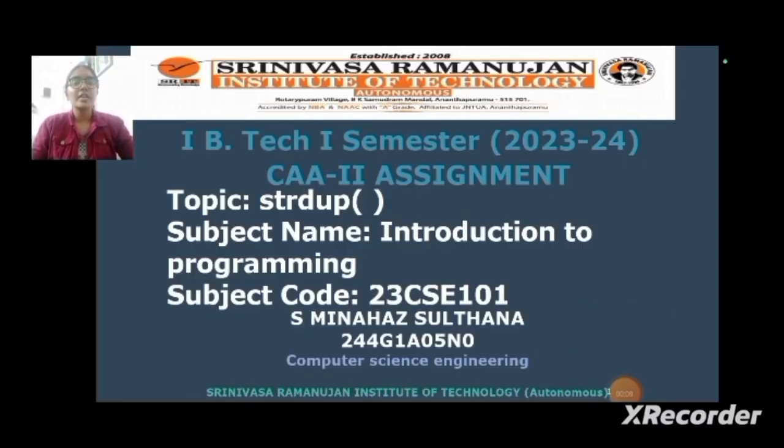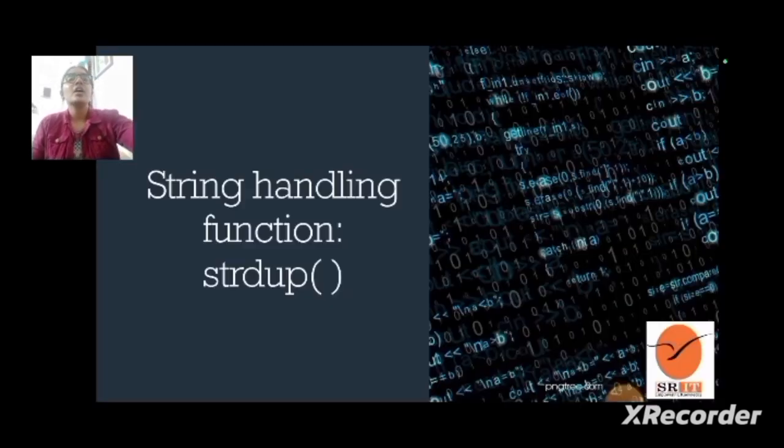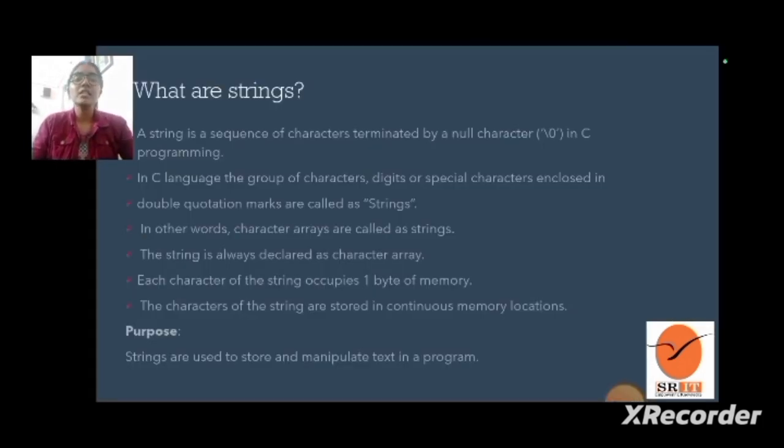I am Yasmina Sultana from the CSCD department, and today my topic is a string handling function named strdup, which is the string duplicate function. Let's know what strings are before knowing about string handling functions. A string is a sequence of characters terminated by a null character in a C program, which is denoted by \0 under single quotes.